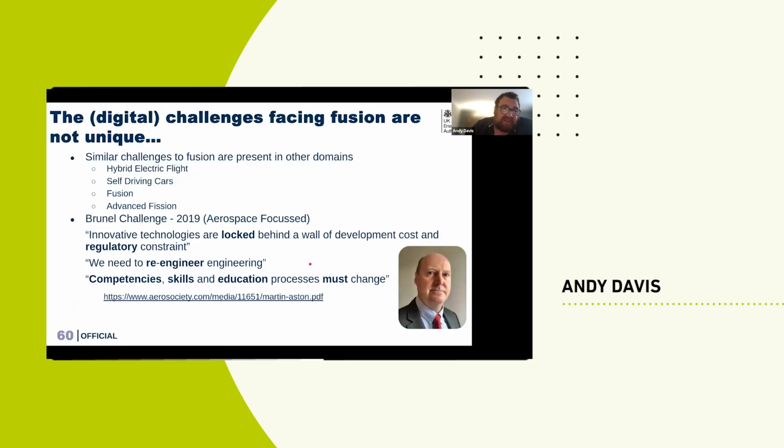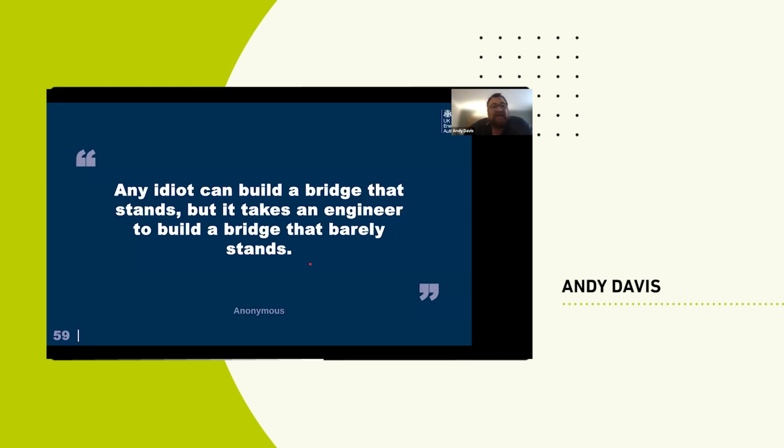One of my favorite quotes is, this is the last slide now, by the way. Any idiot can build a bridge that stands, but it takes an engineer to build a bridge that barely stands. So I hope this is not a denigrating comment to engineers. This is a very respectful comment that engineers take complex phenomena, build rules, and have the ability to then build things from that.